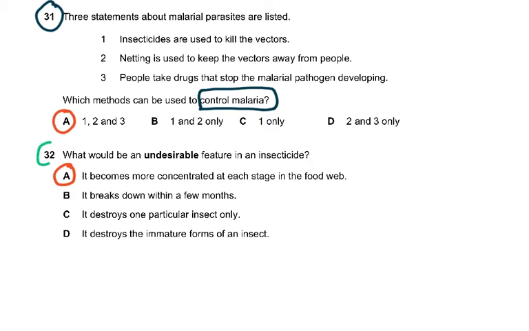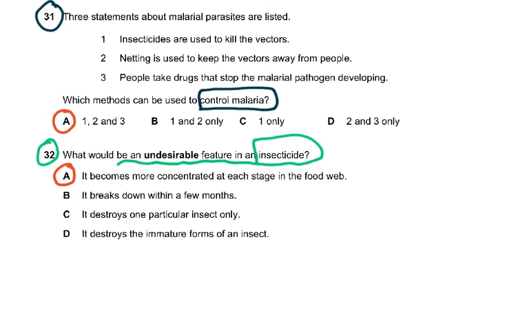Now coming on to question 32. What would be an undesirable feature of an insecticide? Insecticides are the ones we spray on crops to kill all the insects. It becomes more concentrated at each stage in the food web, because when these insecticides are washed into rivers and lakes, they increase in every layer of the food web. So undesirable feature. This is one of the not good things. So this is what we had to understand in question 32.